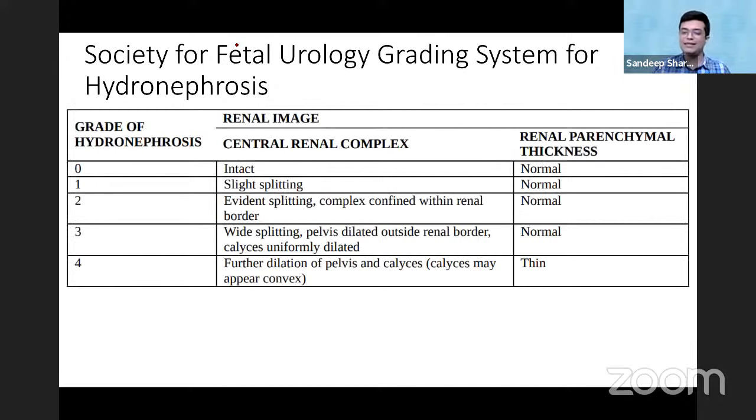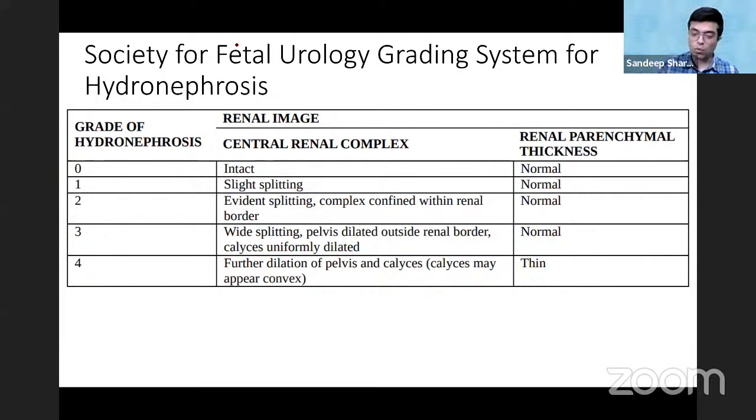So this is the grading. Grade 0 is the mildest or normal grade, and grade 4 is the more severe one, right? So grade 0, the central renal complex will be intact in these patients, and renal parenchymal thickness will also be normal in these patients, right?